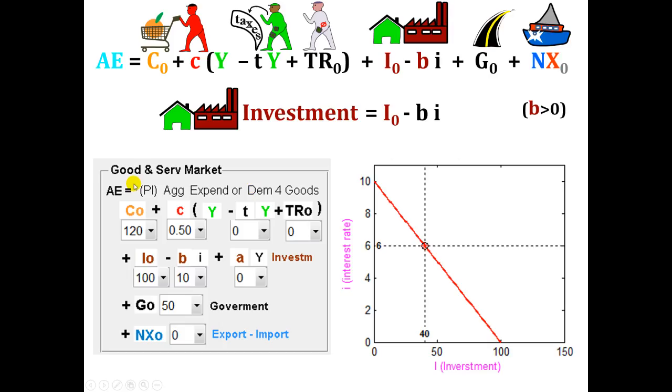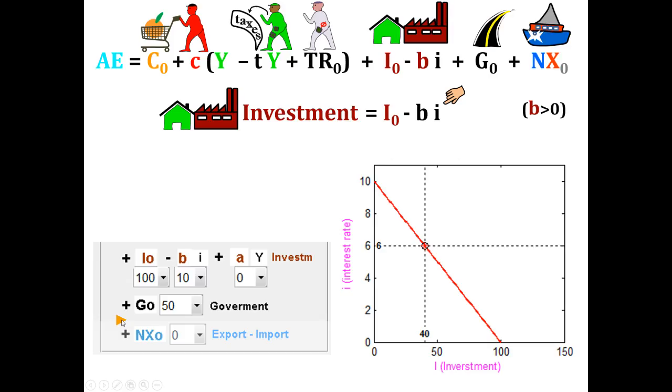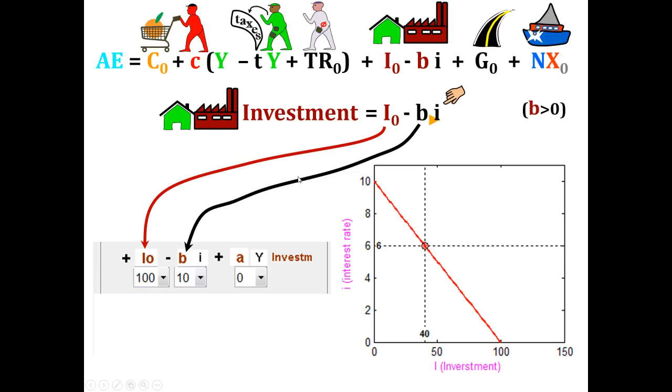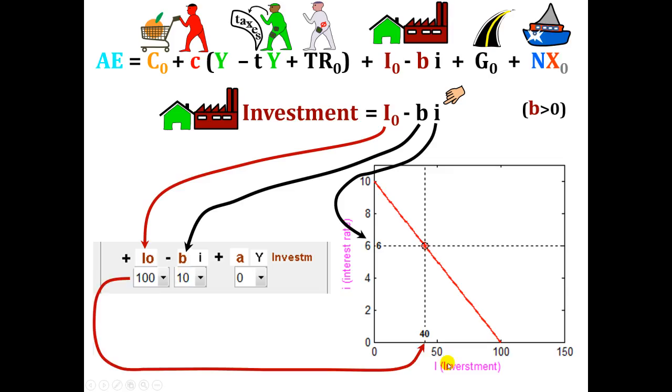So now we are going to take the panel of the goods and services market, and as we want to analyze this, we are going to forget the rest and take only this part. If I0 has the initial value 100 and b the value 10, then if the interest rate is 6, we get 10 times 6, 60, 100 minus 60 is 40, so the level of investment is 40.